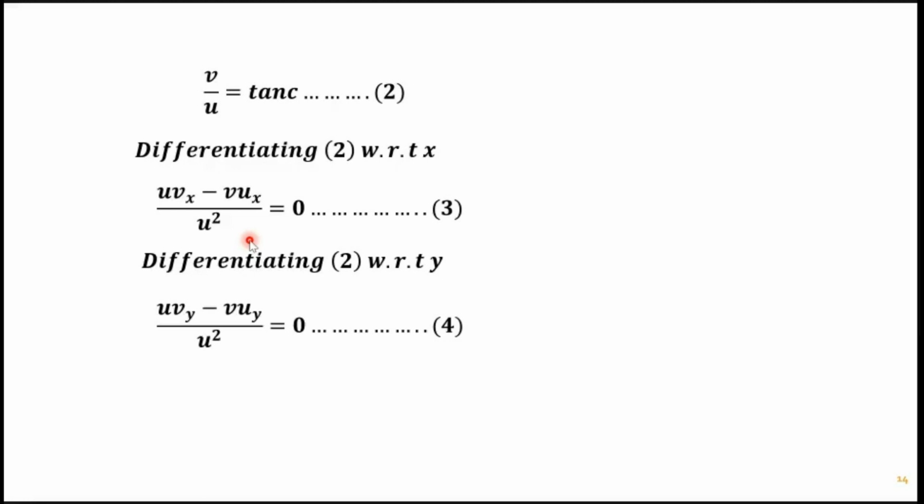Okay, differentiating equation 2, tan c is a constant, so the derivative part will be equal to 0 for tan c. I think again I can cross multiply this equation 3 and 4. So I will get the equation as uvx minus vux equal to 0. Similarly, I will get uvy minus vuy equal to 0.